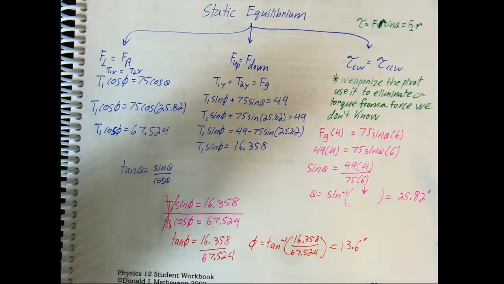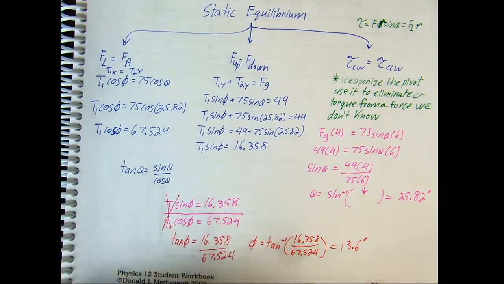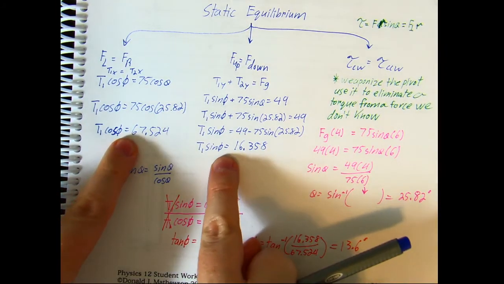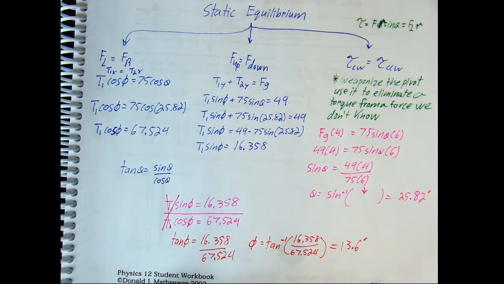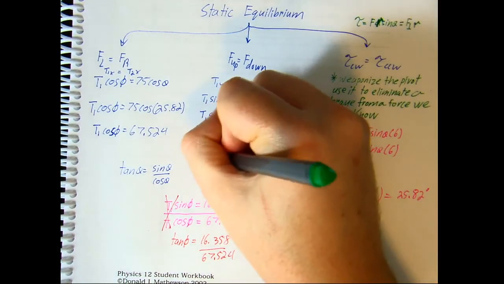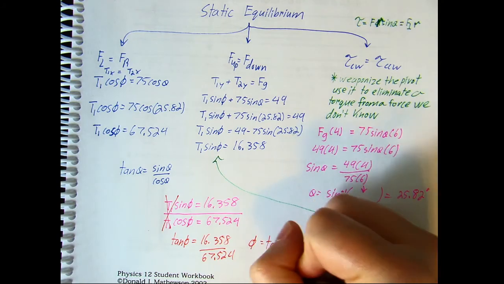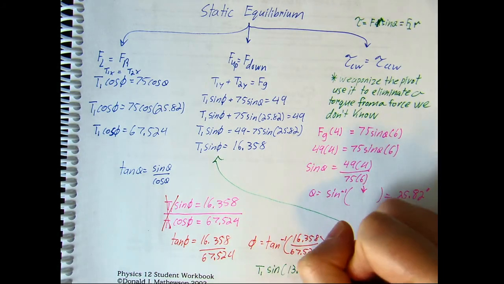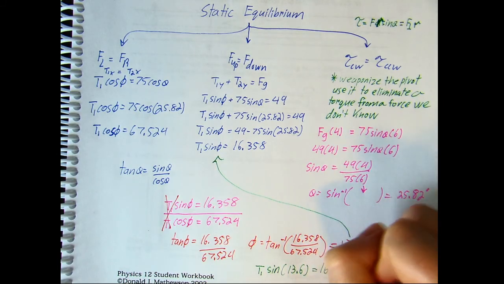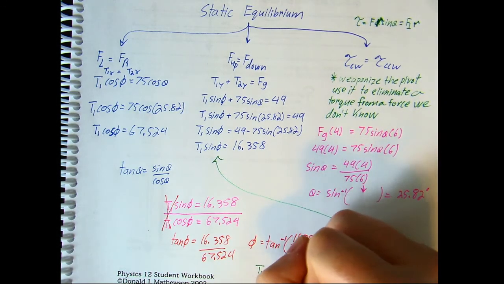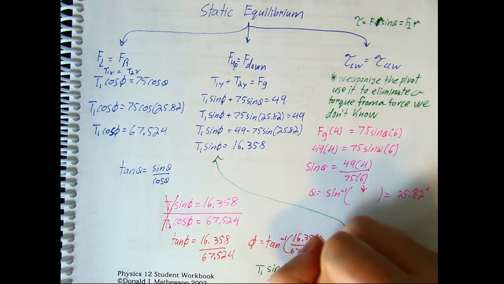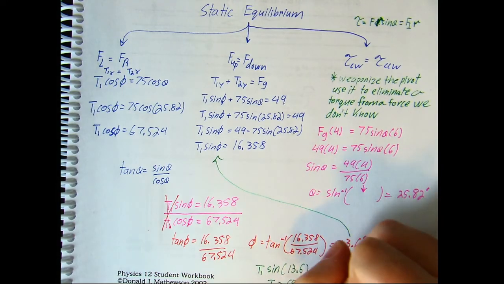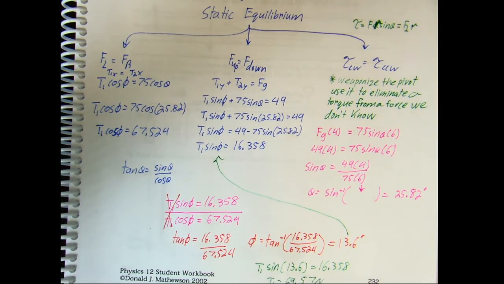Now we can take this angle and plug it back into either one of these equations to find T1. It doesn't matter which one we use. I'm just going to plug it back in right here. So I get T1 times sine of 13.6 equals 16.358. If you solve this for T1, you're going to get that T1 is 69.57 newtons. Oh, sorry, I'll zoom that out for you here.